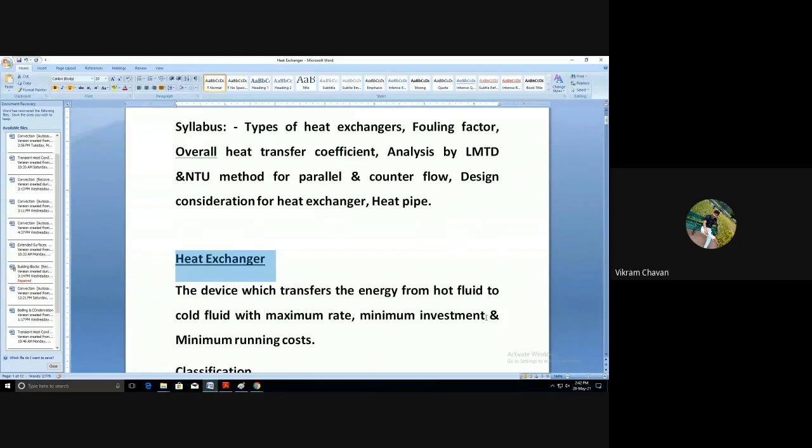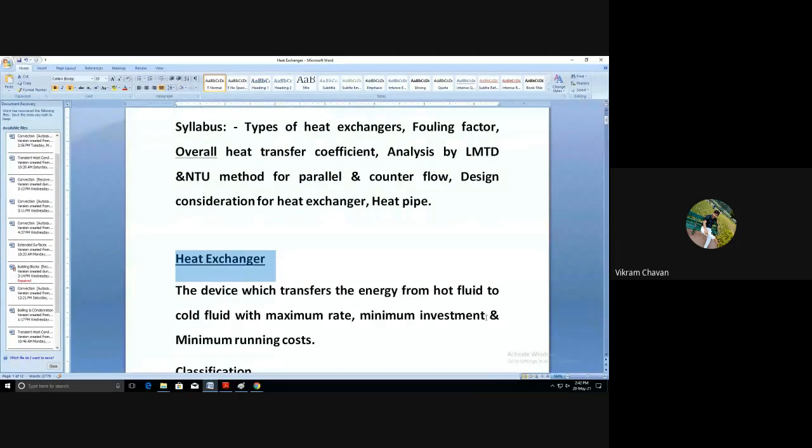Let us say you want to cool your bathing water. In the morning you want to take a bath, and you want to cool the hot water you have taken from the geyser. For that reason, you pour extra cold water into that hot water and reduce the temperature. In that case also, the hot water exchanges heat with the cold water. So that is also one part of a heat exchanger.